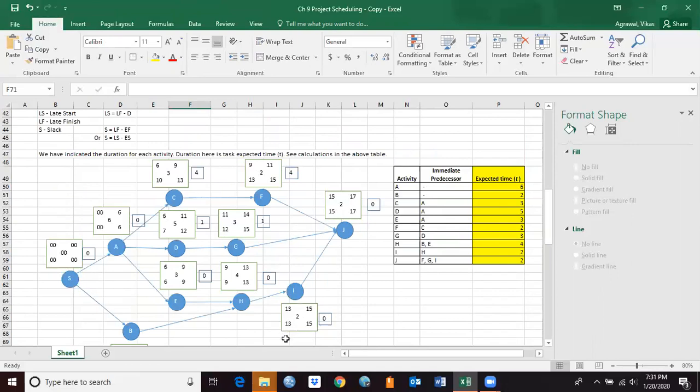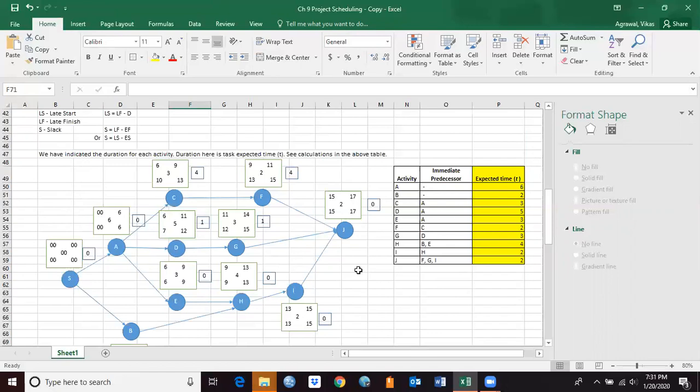I can delay activity G by 1. I can delay activity F by 4 weeks and still be able to complete the project in 17 weeks. That's something you have to keep in mind. So we have calculated the project duration, we have calculated the slack.